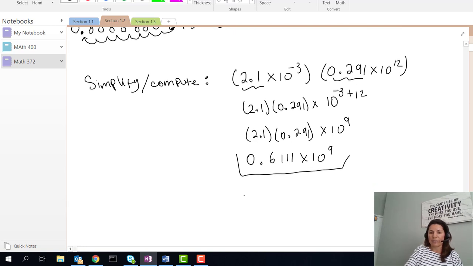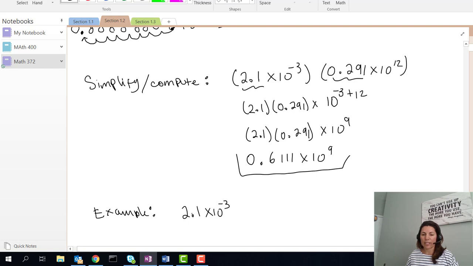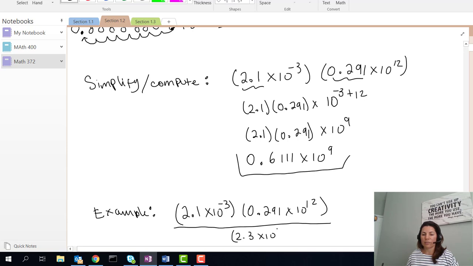Sometimes you may end with something, let's say another example where you end up having to divide. So if I had 2.1 times 10 to the minus 3, like I did above, times, let's try the same thing, times 10 to the 12. But say you're dividing by 2.3 times 10 to the fourth.